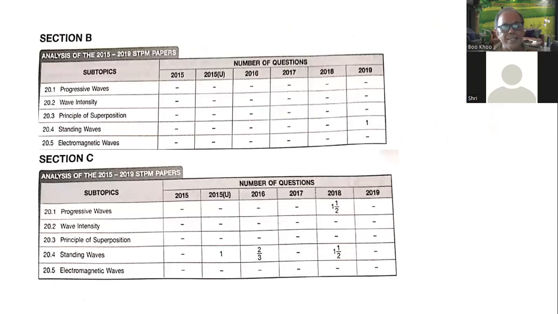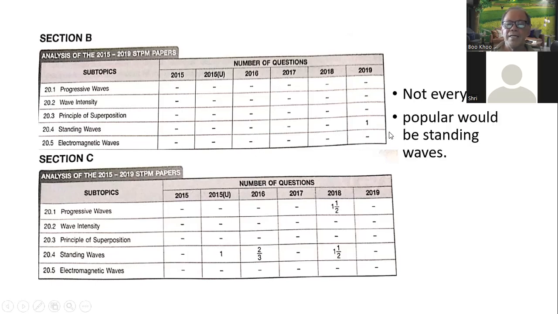Okay, what is there to learn from here? Not every year will it come out. Very rarely does it come out for Section B. Right? The popular one would be standing wave. You can see there.